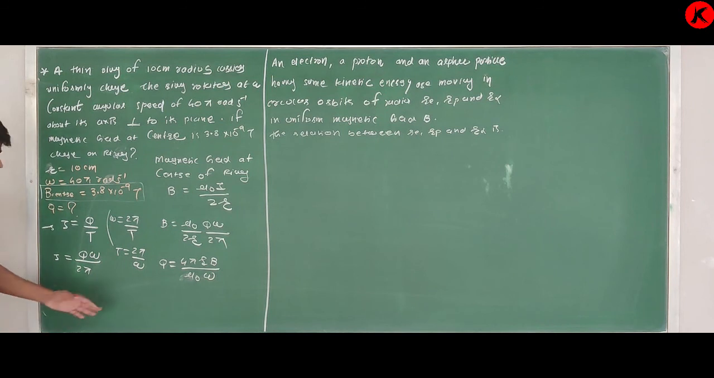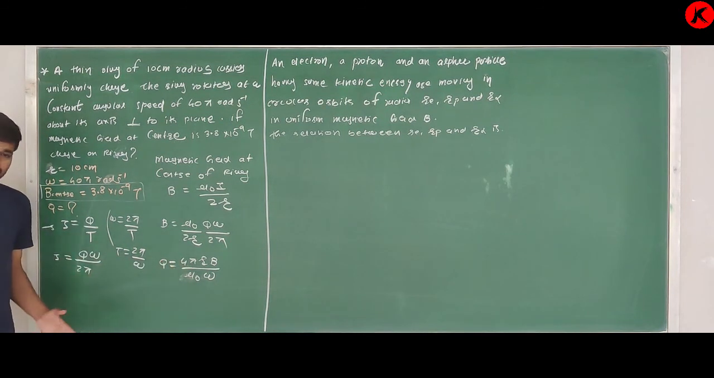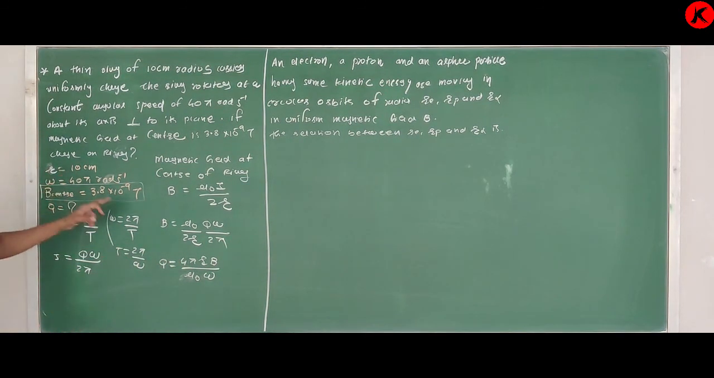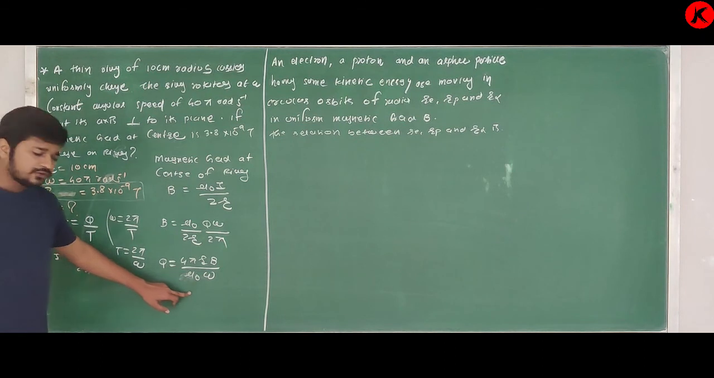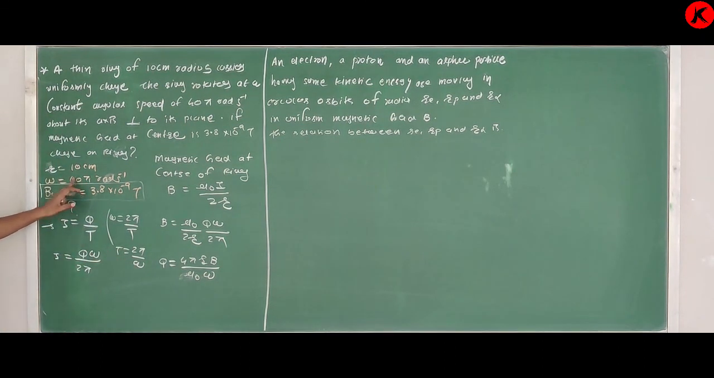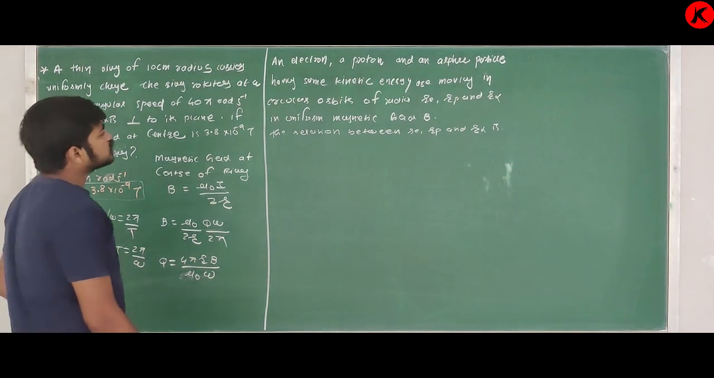So it is a simple question. Q is equal to 4 pi r B upon mu 0 omega. R is given, B is given at the center, mu 0 you know, and omega is also given, that is 40 pi radian per second. This is the question. Next one.